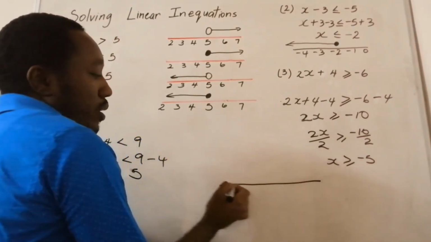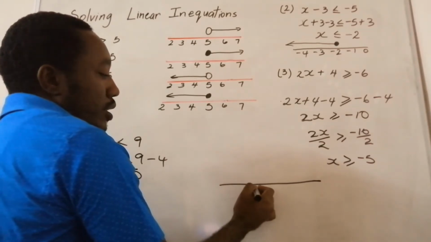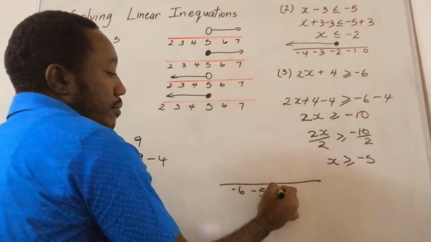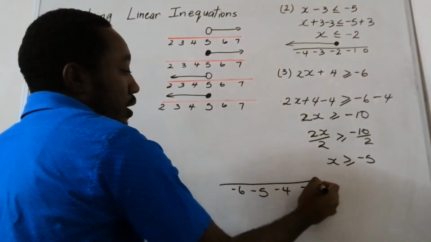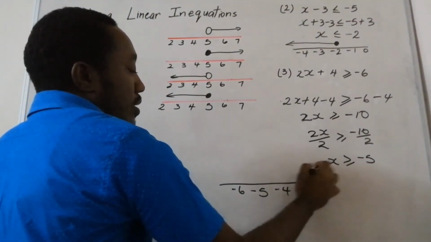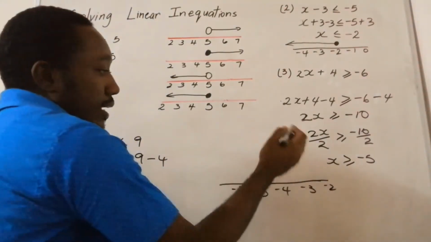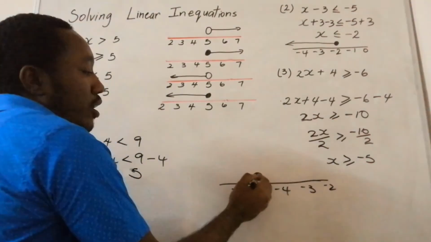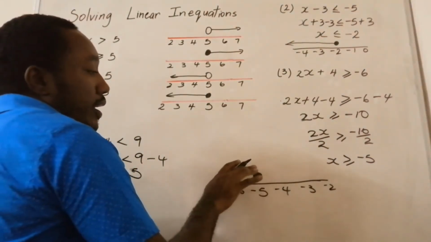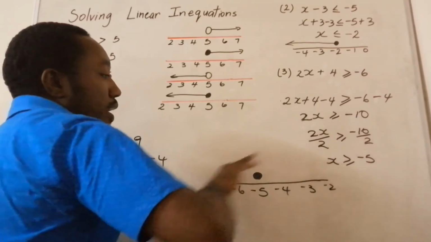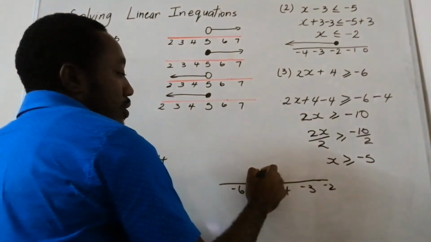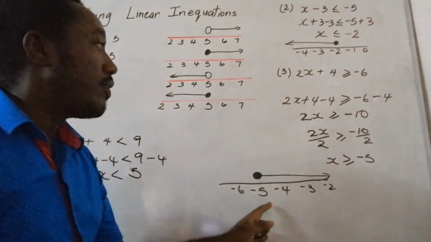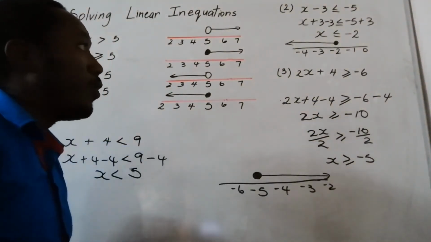So we draw our number line. We can start with minus 5 here, minus 6 here, minus 4, minus 3, minus 2, and so on. So we start at negative 5. Since it's more than or equal to, we color our circle, and we're heading in that direction. When it's more than, we go to our right. So all the values more than or equal to negative 5 will satisfy our equation there.